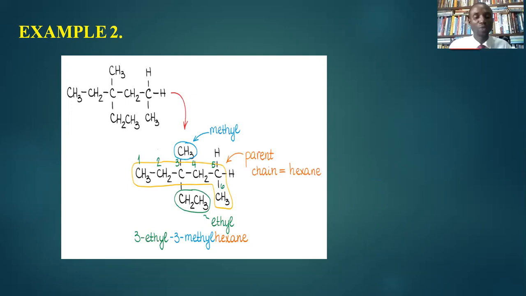So for the name of this compound, 3-ethyl comes first before methyl in alphabetical order, ABCD. So the structure is named IUPAC-wise as 3-ethyl-3-methylhexane. That is the name of the compound. 3-ethyl tells us that ethyl is at the third carbon atom. Then the next one is 3-methyl, methyl is also on the third carbon atom. Then hexane is written together with that. So 3-ethyl-3-methylhexane is the name of the compound.